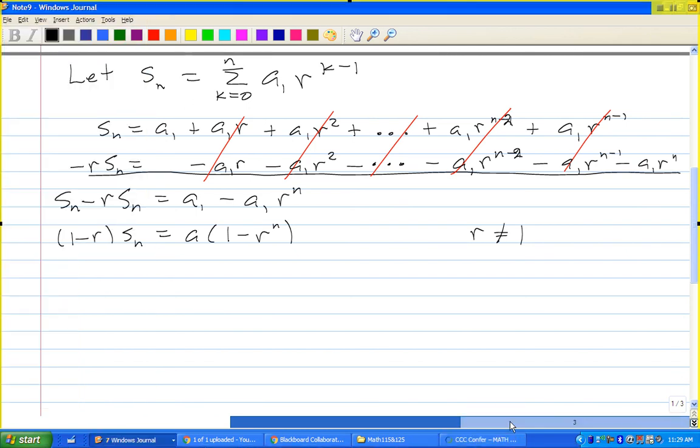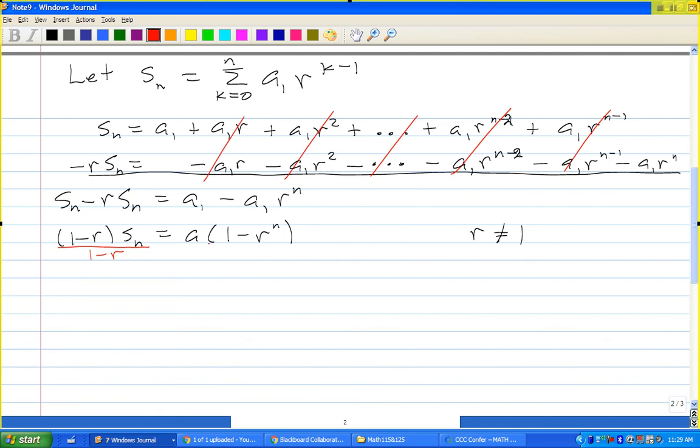So now let's divide both sides of my equation by 1 minus r. And so I have that S sub n is equal to a1 times 1 minus r to the n over 1 minus r. And so I've derived a formula for the sum. Okay, and so that's a derivation.